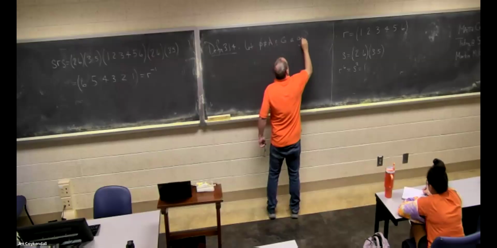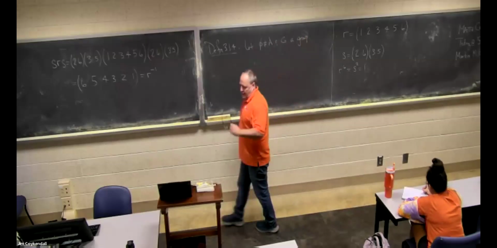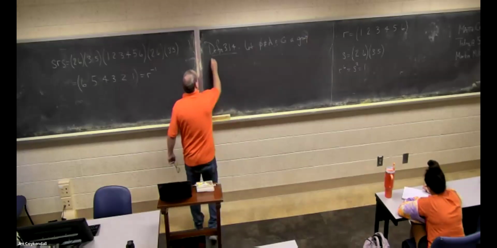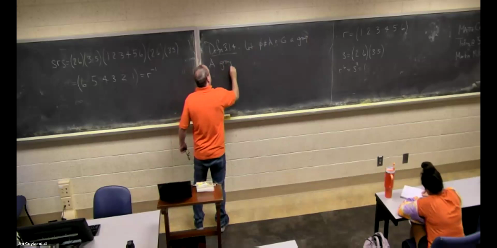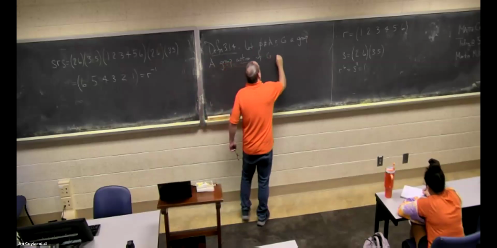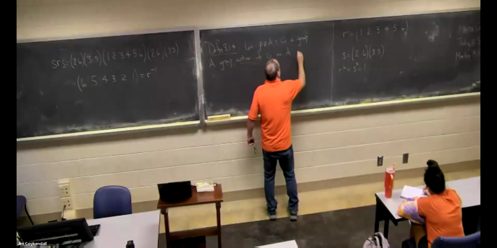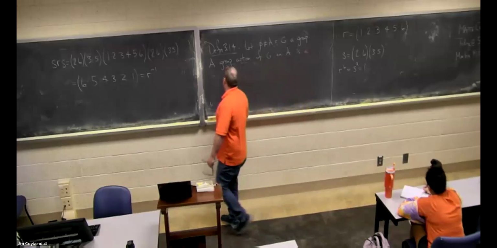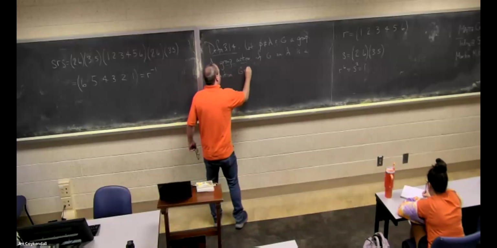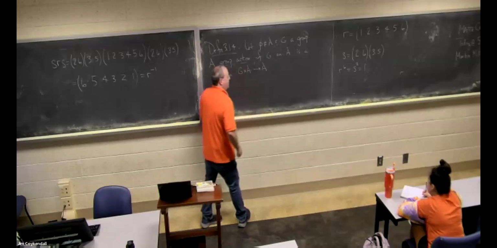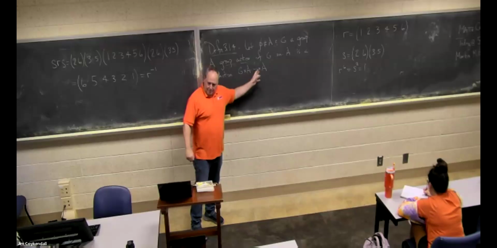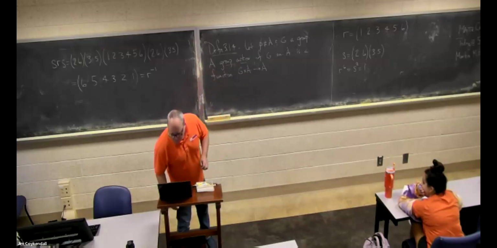A group. A group action of G on A is a function G cross A to A. So in other words, I can combine an element of the set, whatever it is, with an element of the group, and it barfs out another element of the set.